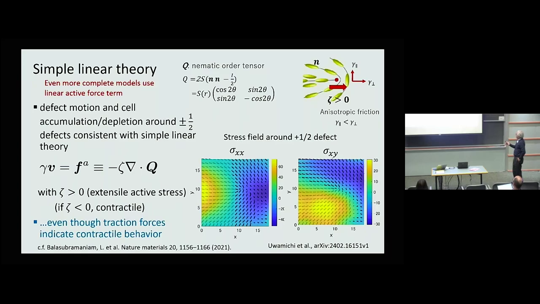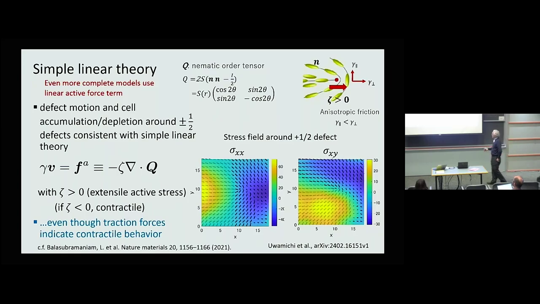We also assume there is anisotropy in the friction. If the cell can move easily along the elongated direction, but it's difficult to move in the perpendicular direction, then the cells will accumulate at this core. That was a simple explanation.